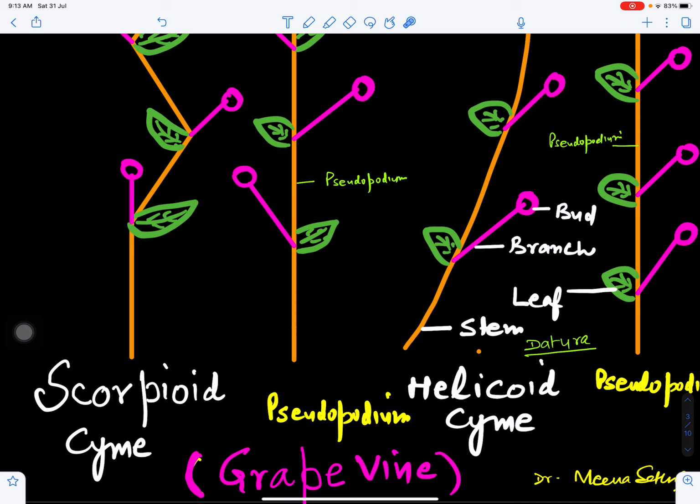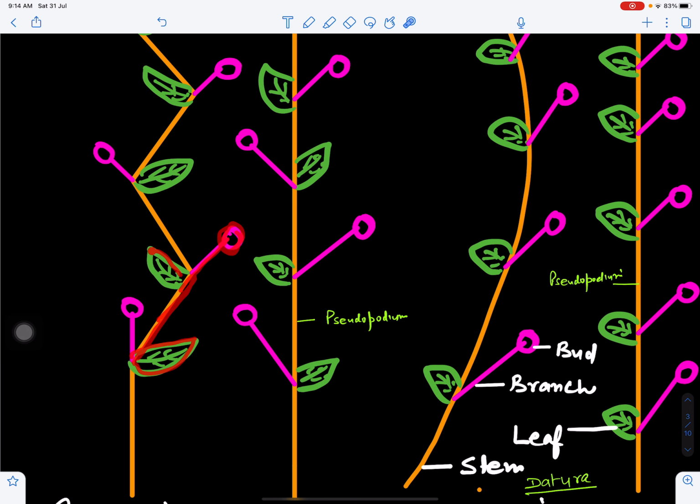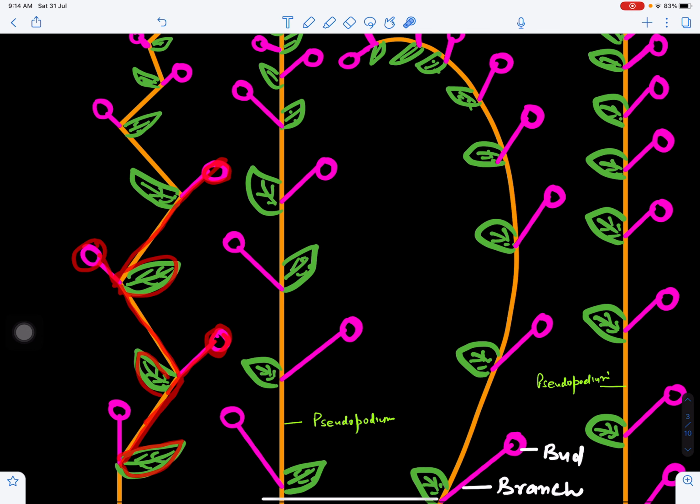So this may turn into flower, tendril, thorn, or apical bud. And this is the leaf from the axil. This branch is arising. Again, this branch will stop its growth, and further growth will be carried out by another branch again in the axil of the leaf like this. This will again stop its growth, and further growth will be taken by this axillary branch which is arising in the axil of the leaf, and so on.